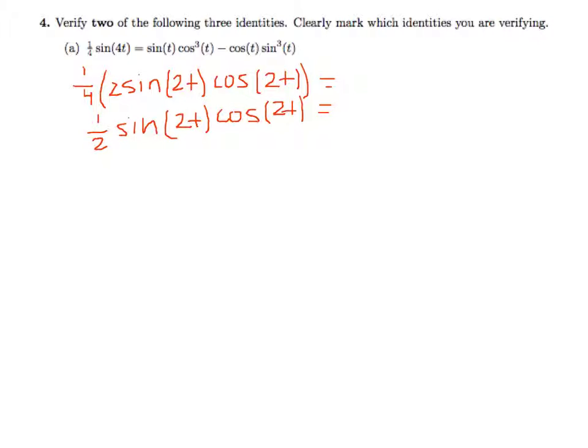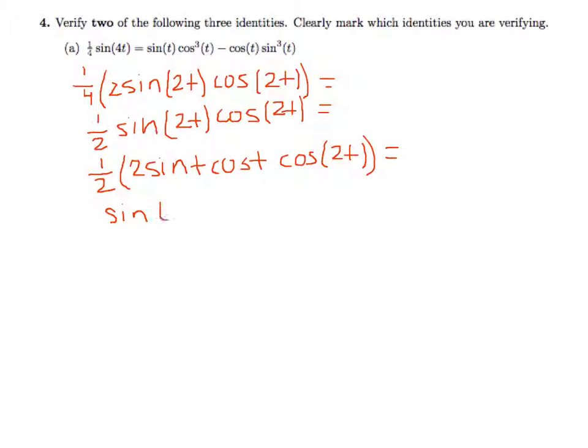And let's go ahead and use it one more time for that sine of 2t. So we have 1/2 times 2 sine of t cosine t times that cosine of 2t still. And we'll go ahead and factor in that 1/2. So we have sine of t times cosine of t times cosine of 2t.